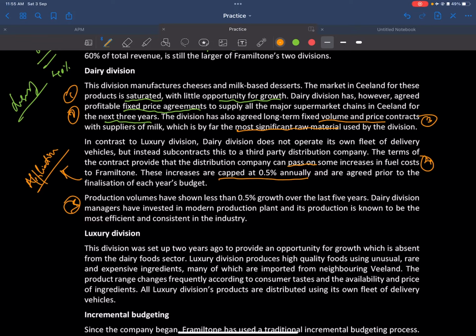So dairy division has invested in modern machinery and production to be more efficient and consistent, right? So there are no surprises of disruption, right? So disruption costs are not there. So I would put that in my points as well. Why not, right?